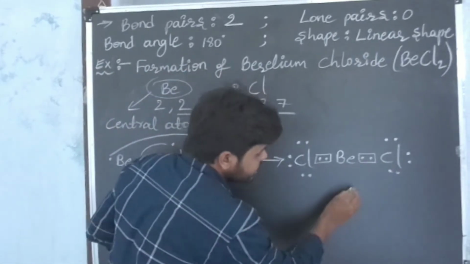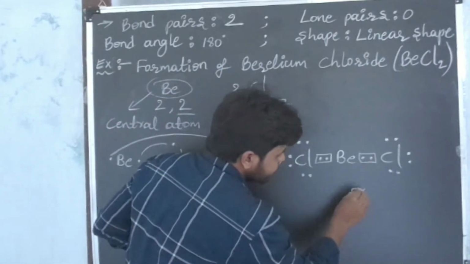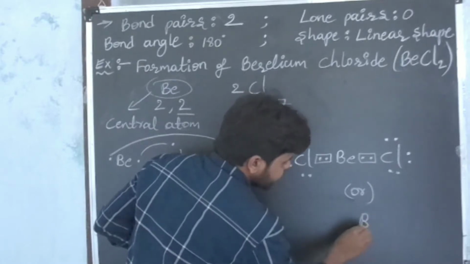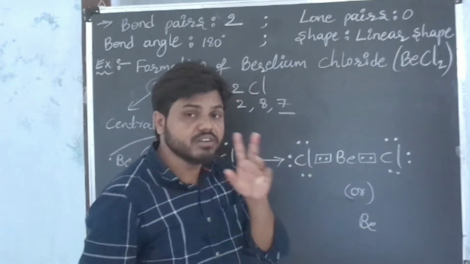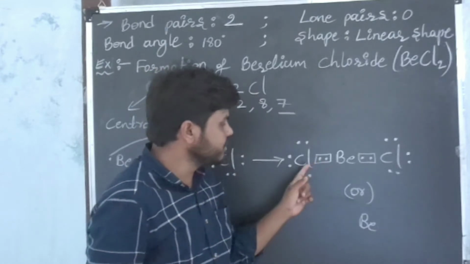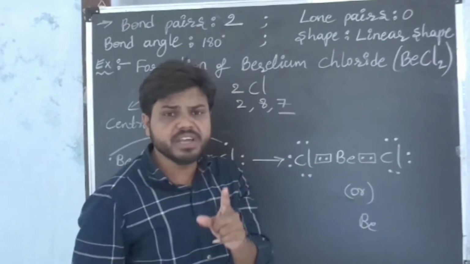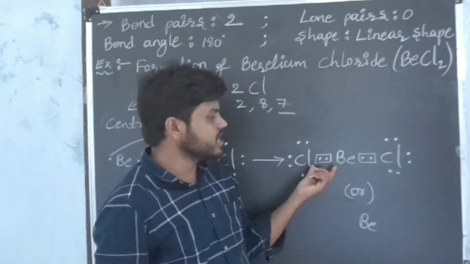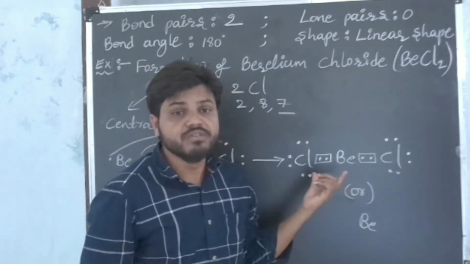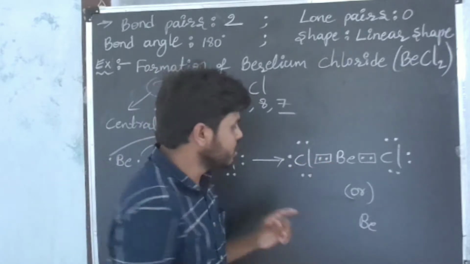Okay. Now another representation of beryllium chloride is: write the beryllium symbol as it is. 2 electrons are shared. 2 electrons means what? One pair of electrons is shared between chlorine and beryllium. One pair is nothing but a single covalent bond. When one pair of electrons is shared between any 2 atoms, we can say the bond is a single bond.